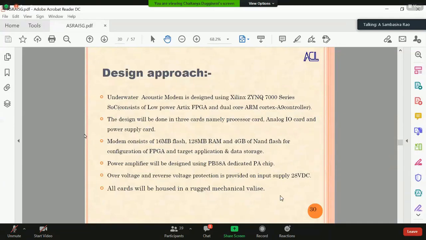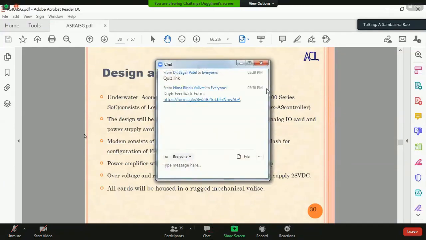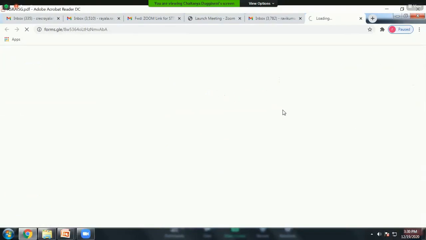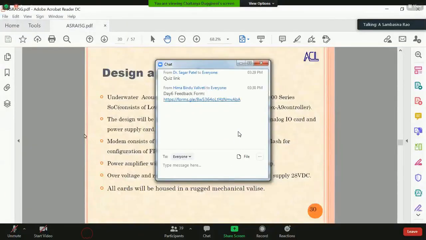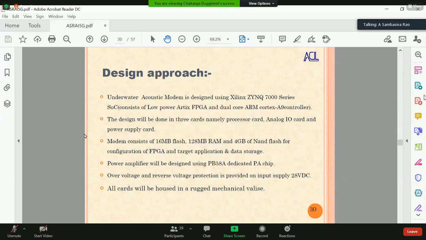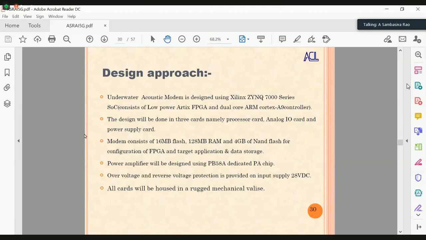Okay. The power amplifier is designed with the PP58A. What is PP58A? It is a bridge mode power amplifier. This is particularly suitable for generating the power. So for the bridge mode power amplifier, I am using the IC number PP58A. You can also design with it. You can also make a power amplifier with the PP58.